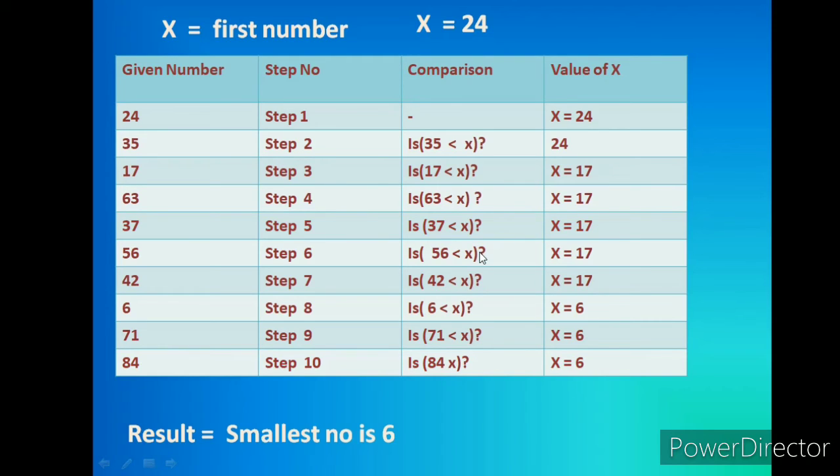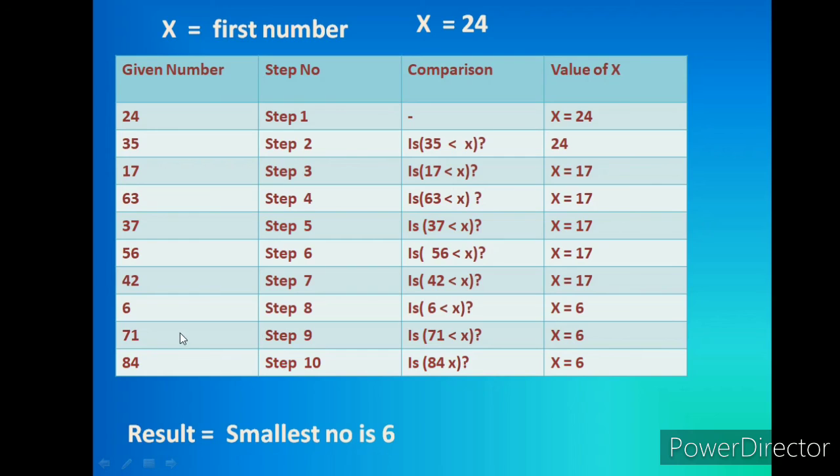Is 56 less than x? No. That condition is also false. That's why x will be as it is. The next position's value is 42. Is 42 less than x? 42 less than 17? That condition is false. That's why x will be as it is. The next position's value is 6. Is 6 less than x? That is, is 6 less than 17? Yes, the condition is true. That's why we are assigning the value at the current position, that is 6, to x. Now we have x is equal to 6.